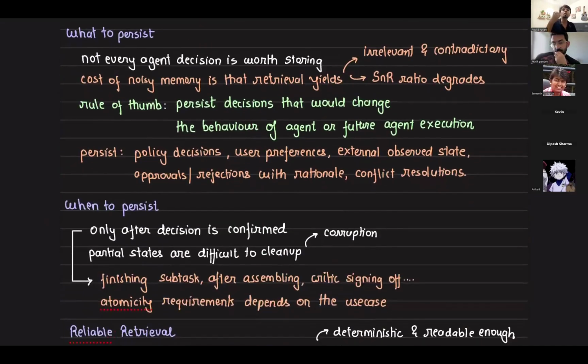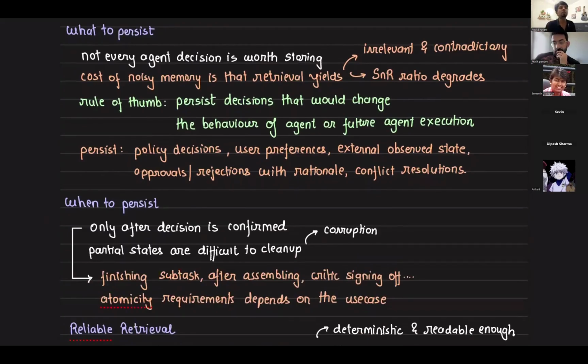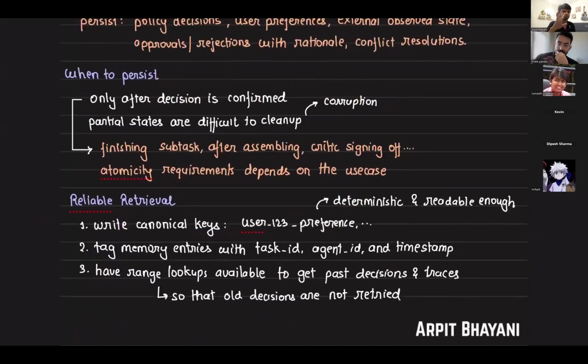Okay, so what to persist, how to persist, again, it depends on your use case. You need to understand what you're building, what information is critical, you extract that information and persist it. But remember, don't just blindly persist everything. Now, a few things to keep in mind around writes: canonical keys, descriptive, let's say user_userID_preference_food should be your key if you're doing it in a key value store.